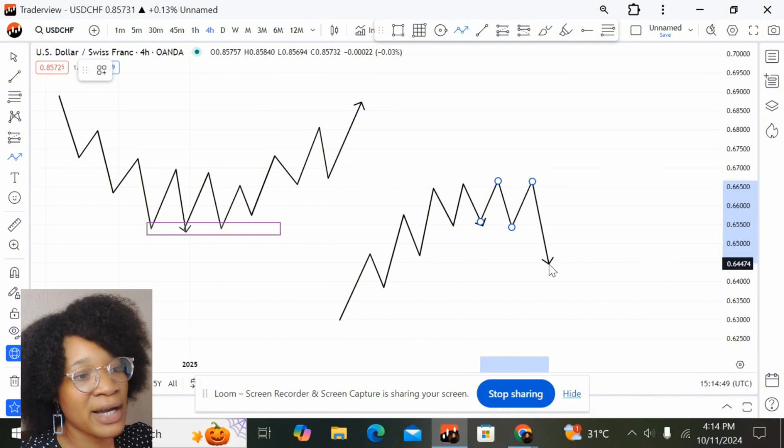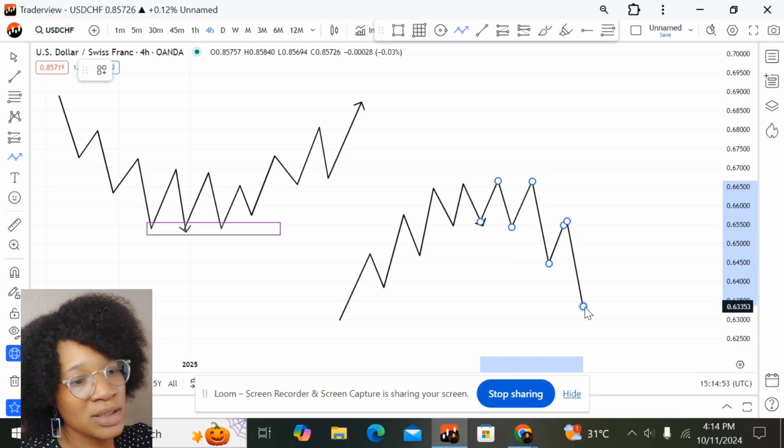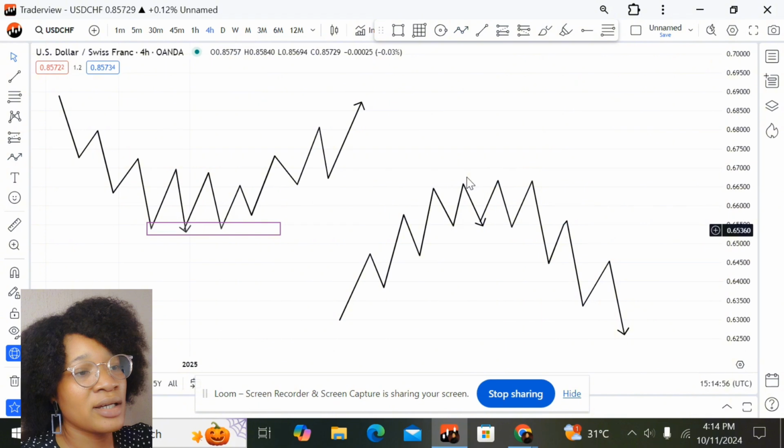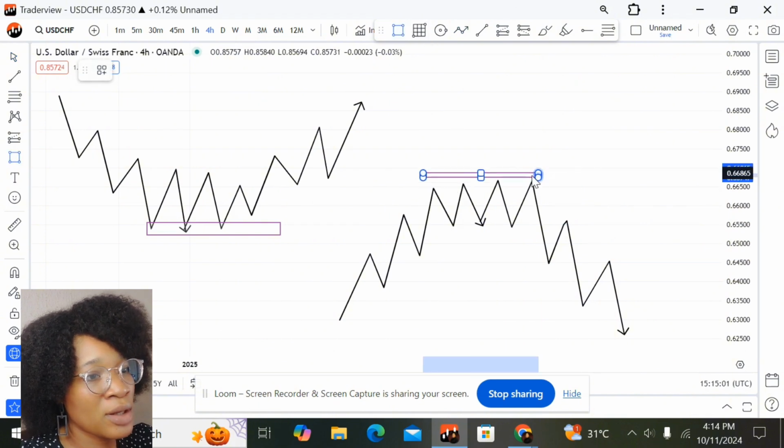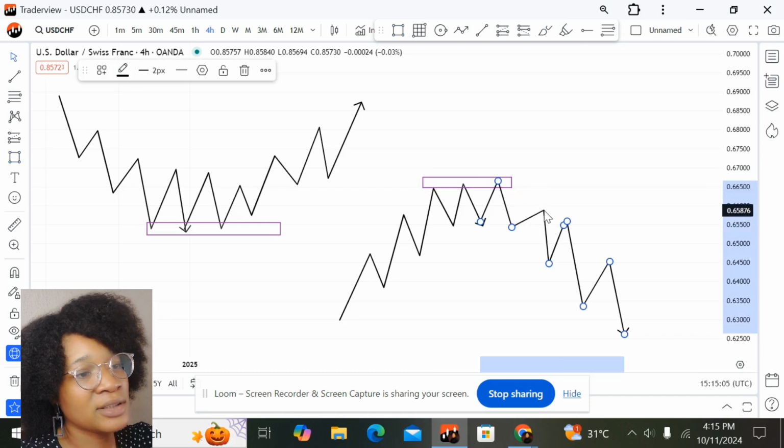And then we have to just find confirmation maybe on the neckline, and then you see a downtrend after the triple top, okay, after the triple top.